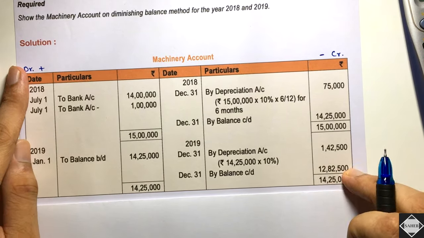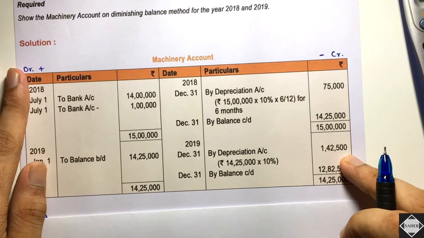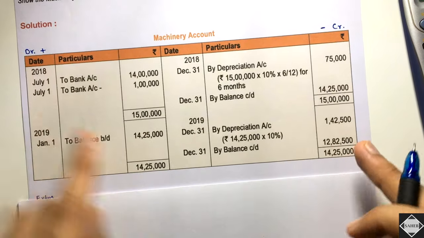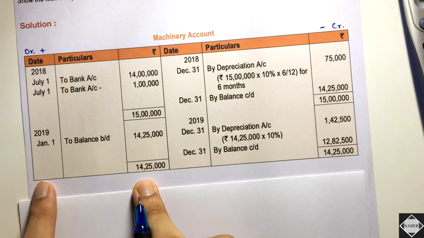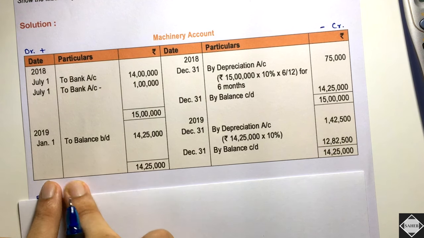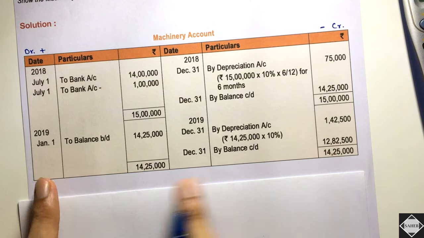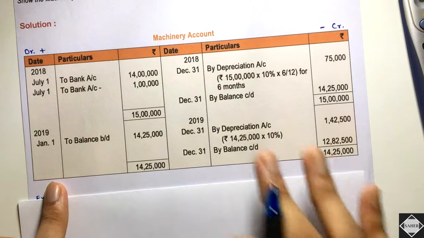Now this closing balance is the written down value. So now what you have to do, you cannot leave it like this. You have to take this and show it over here, and then leave it. Okay, to balance, balance carried down, 12,82,500. That's how you will be leaving this machinery account.